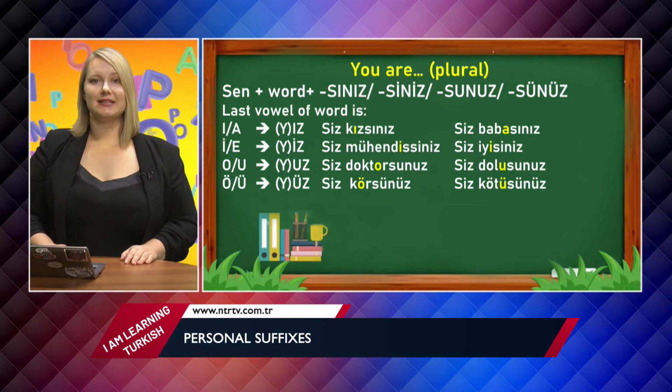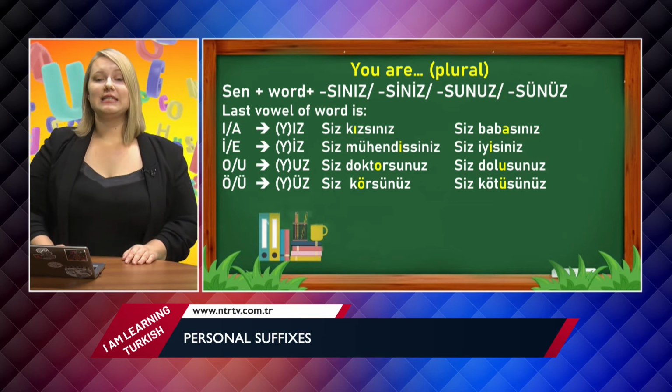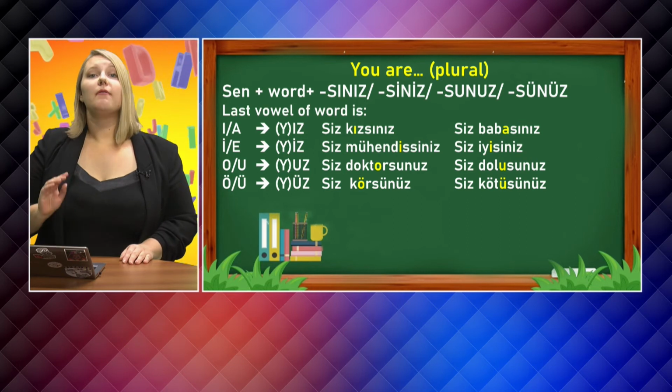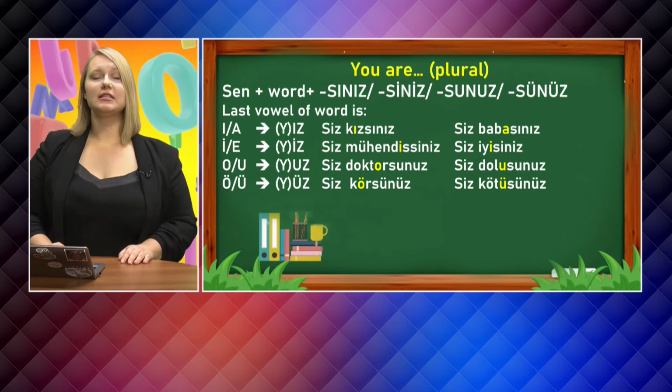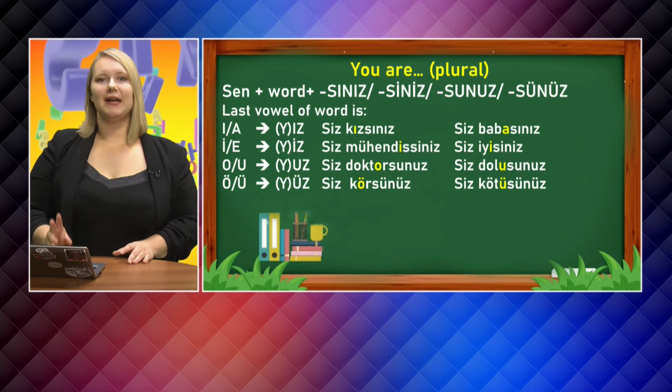Siz kızsınız, you are girls. Siz babasınız, you are fathers. Siz mühendissiniz, you are engineers. Siz iyisiniz, you are good ones, or just you are good. Siz doktorsunuz, you are doctors. Siz dolusunuz, you are full. Siz körsünüz, you are blind, and siz kötüsünüz, you are bad.